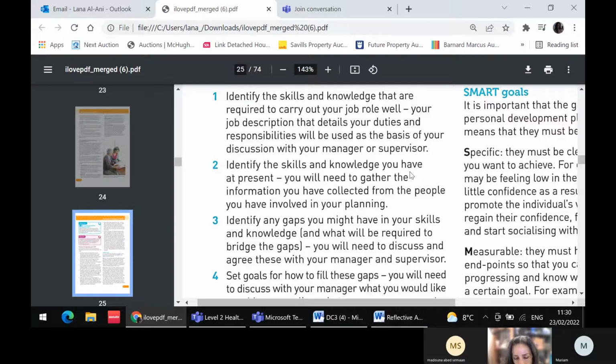So first of all, you need to follow the job description, follow your own responsibilities, and check which one you can't handle very well. Then this is part of your learning needs.